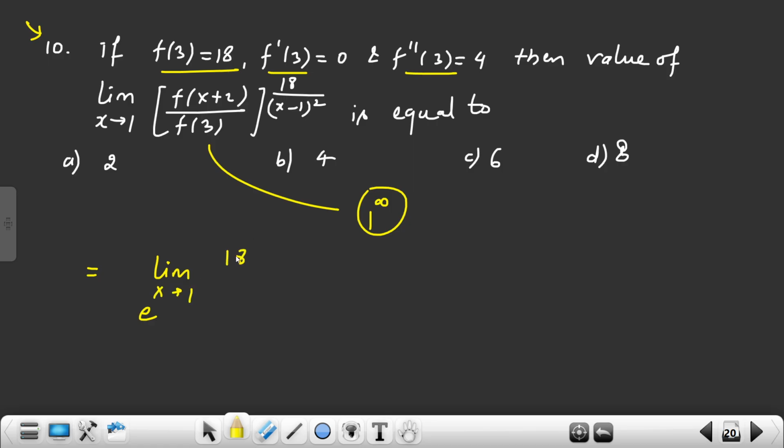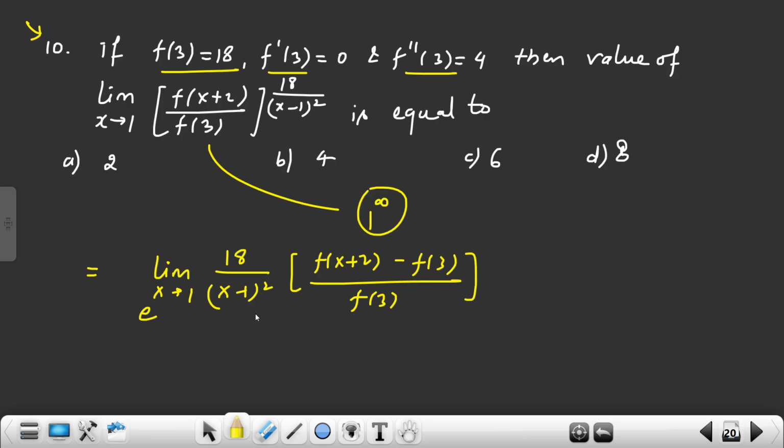The power will come 18 by x minus 1 whole square, and f of x plus 2 minus f of 3 by f of 3, right? Now again, if I check the value, the 0 by 0 form is coming in the e power. So what is the best method to remove the 0 by 0 form? L'Hopital. L'Hopital or L'Hospital, whatever you can say. So now let's apply L'Hopital.